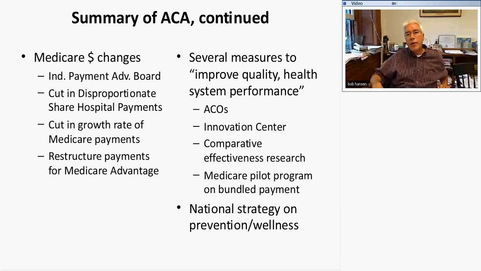There's several measures, actually a lot of measures, that try to get at actually improving the quality of care and the performance of the health system. But let's be clear, this act is mostly about expanding insurance and providing for that insurance to be paid for. It's not an act that really has a lot to improve the quality of the health system per se. It provides for ACOs, accountable care organizations, which is something that was really invented here at the Dartmouth Institute. The Innovation Center, there's money for comparative effectiveness research, and there's a variety of pilot programs, including a national strategy on prevention and wellness. But everybody admits that this law is really not about improved care per se.